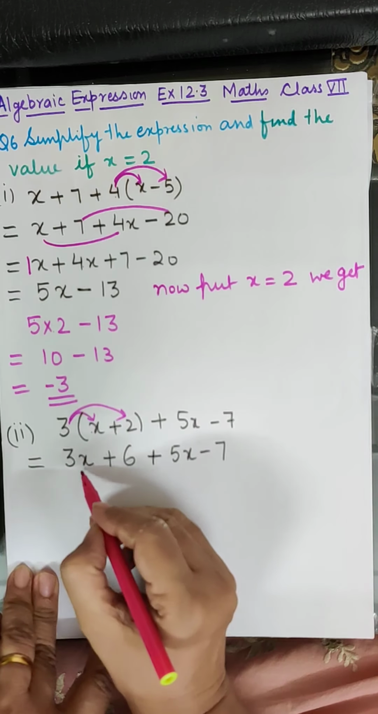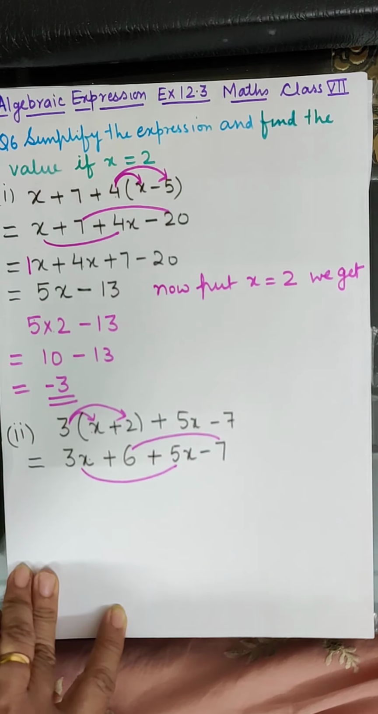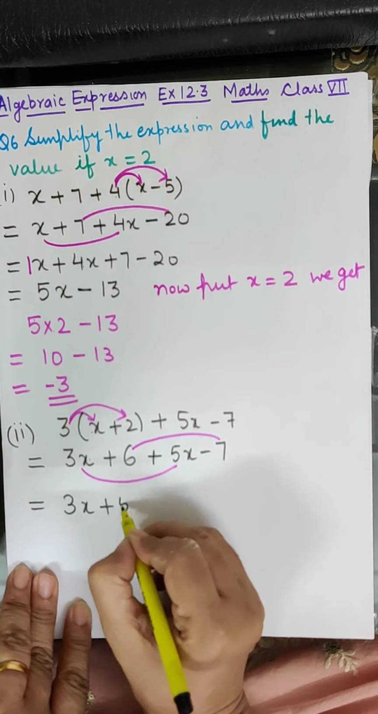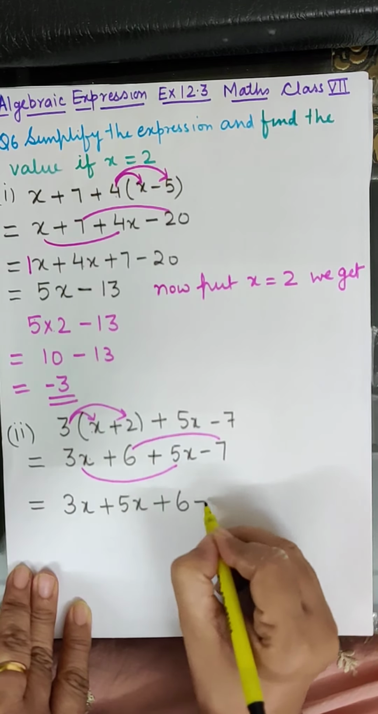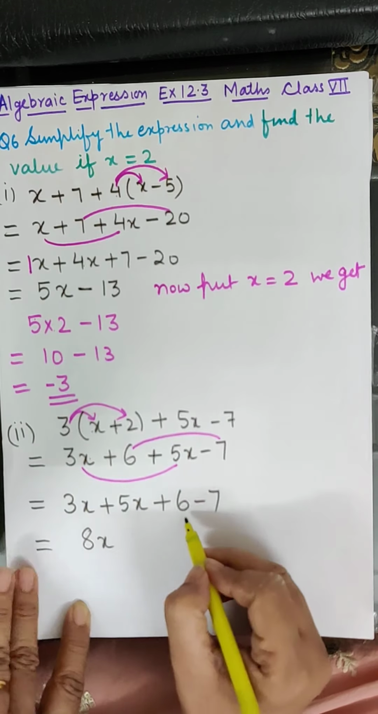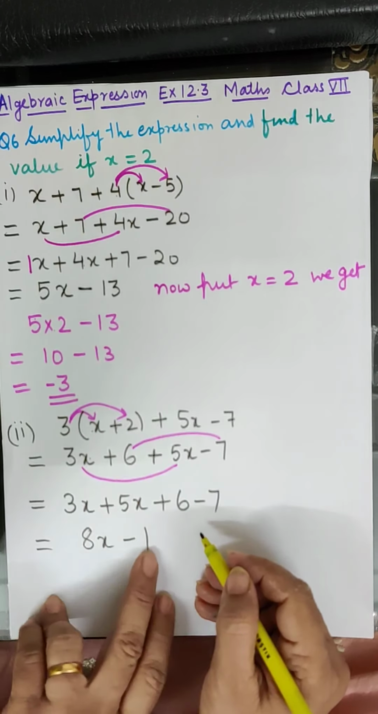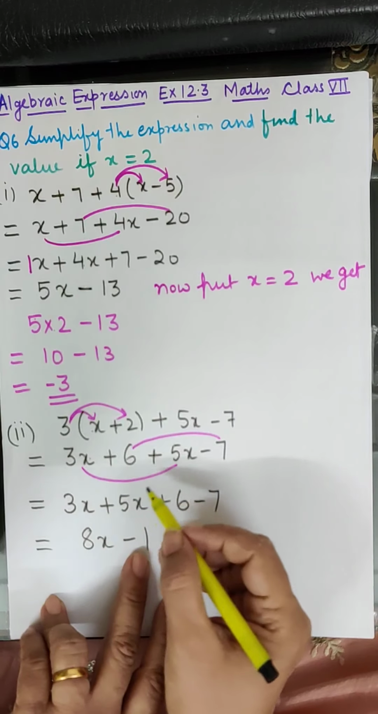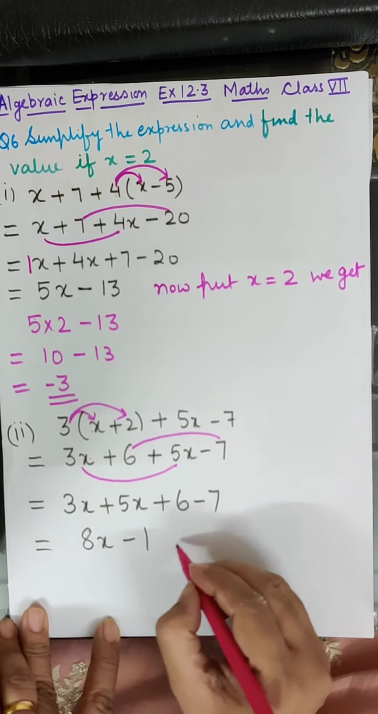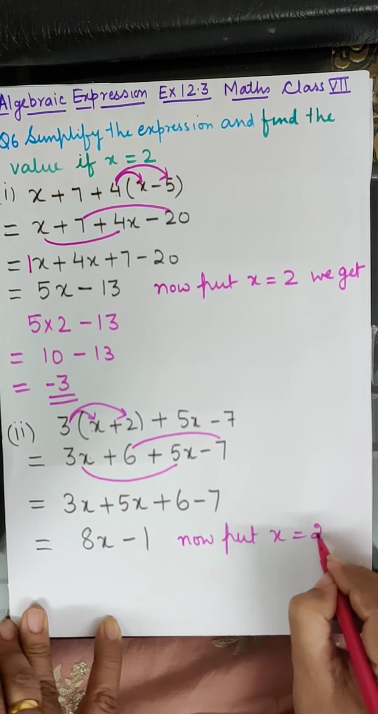Now see here, these are like terms having x as variable. These are like terms, they are constants. So we write 3x plus 5x plus 6 minus 7. 3x plus 5x is 8x. Then plus 6 minus 7 is minus 1. Alright, so this is the simplified form of this expression. Okay, now what we will do? We will now put x is equal to 2.